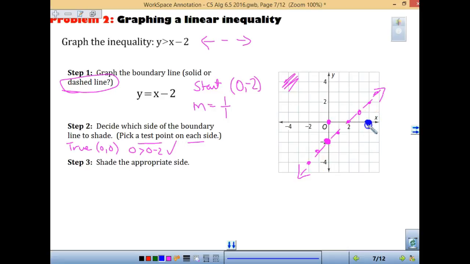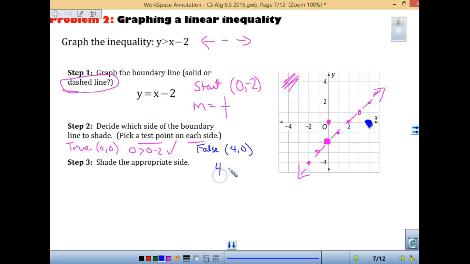Easy checkpoint, just pick another point. This should make it false. We think the false point should be over at (4, 0). We don't think that this should work. So we're going to plug it into our original equation.